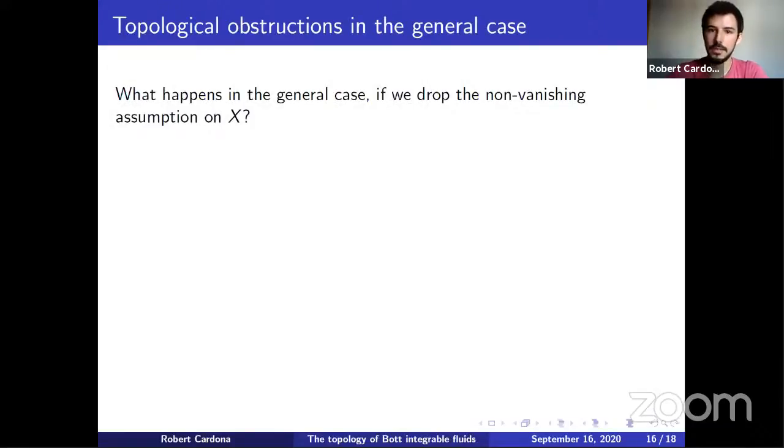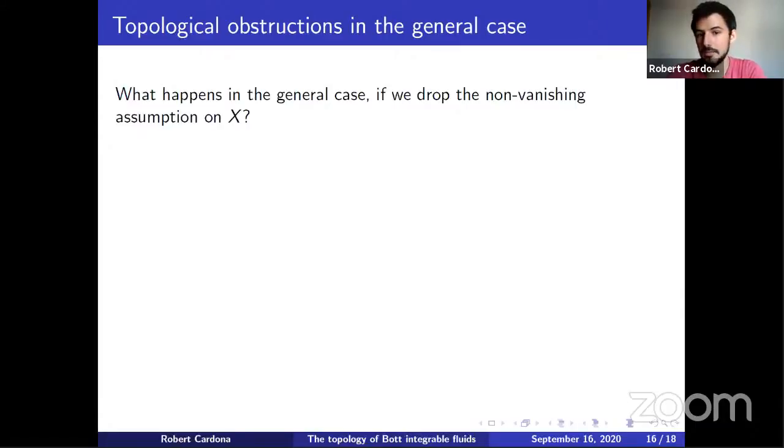Let me finish with some final discussion, which is related to the question I was asking in the introduction: are there obstructions to the existence of Bott integrable fluids? We know that if X was non-vanishing, then it has to be a graph manifold. And now we know everything about the graph case somehow.